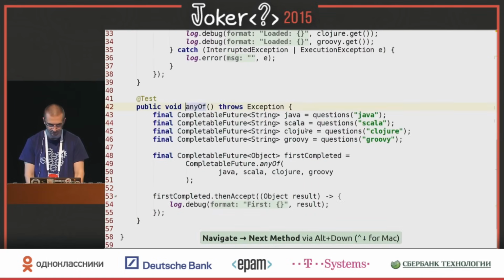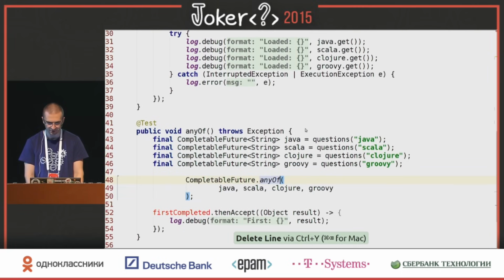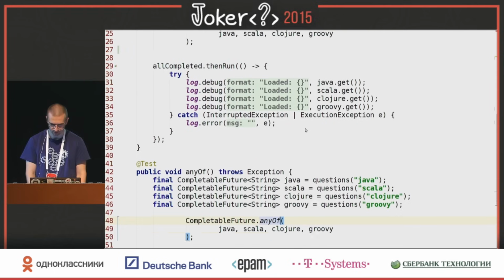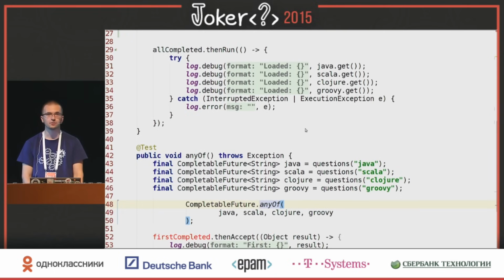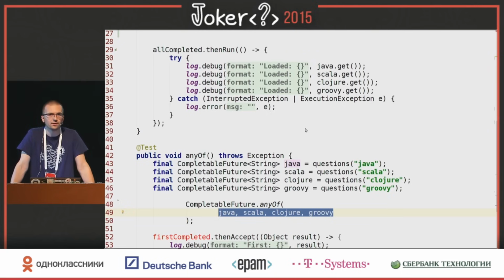But that's not everything. I'm actually going to remove it immediately. So there's anyOf. Remember, previously there was allOf here at the very top. But there's a second operator called anyOf. And what anyOf is doing, I guess you can guess, is that it takes a bunch of futures and it returns the result of the very first of them. And all the others are just discarded. So what do you think the type of this one should be? If we have a bunch of futures of type string, excuse me?